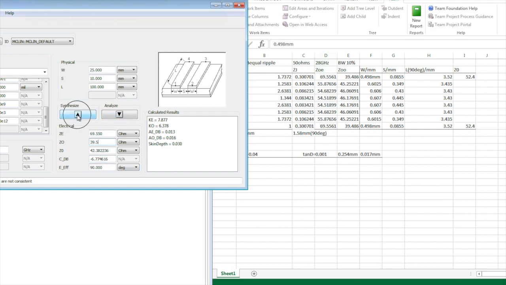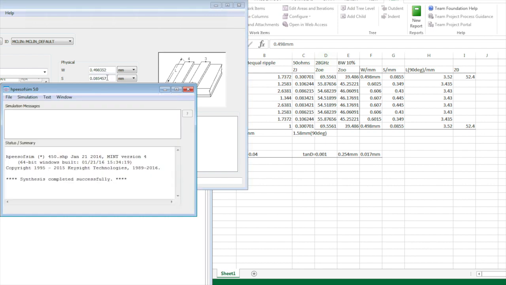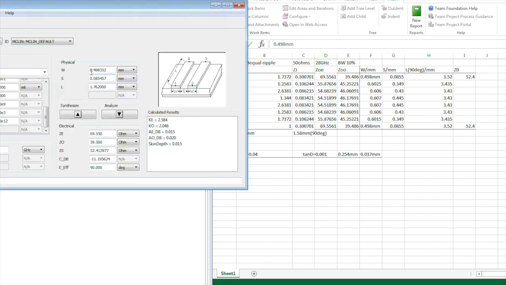And now we can synthesize what the width is. So we find that for the microstrip line, the width is around 0.0498. So we write down the width, and the air gap is around 0.08555. And the length should be this value, 1.76.